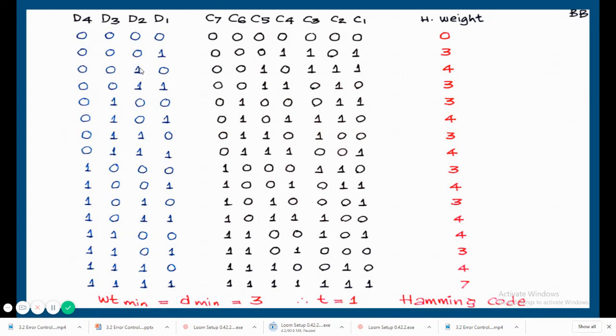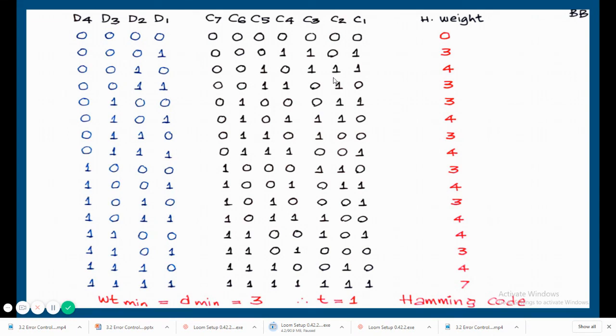For 0010, the third bit is 1, so the third row of the generator matrix will be the answer. For 0011, XOR the third row and fourth row. That will be the answer. Against each code word, the Hamming weight is written. And from this Hamming weight, the minimum Hamming weight can be determined.